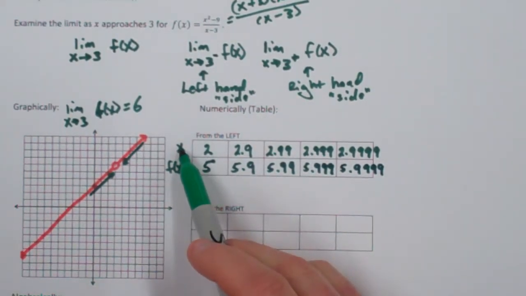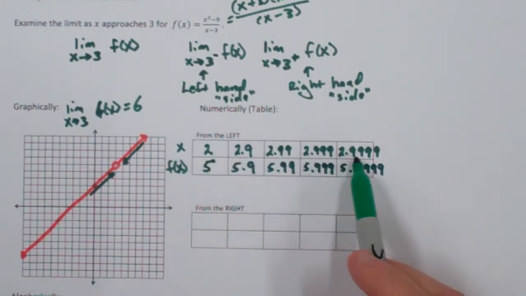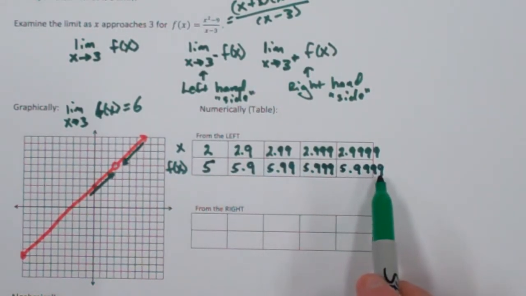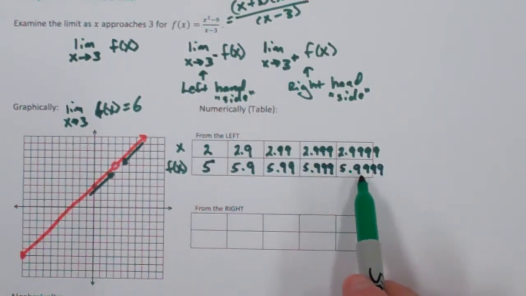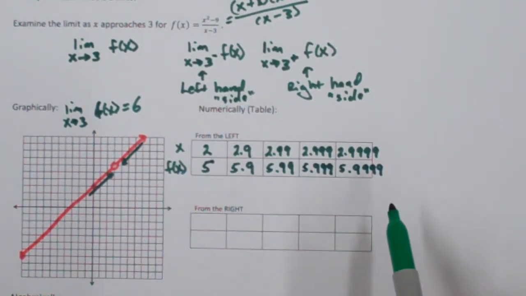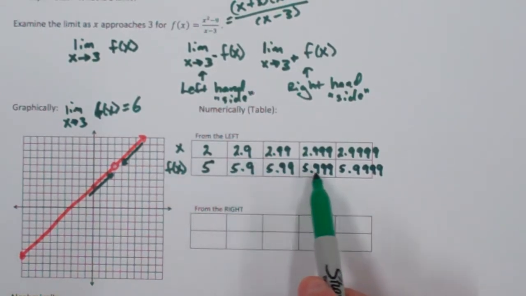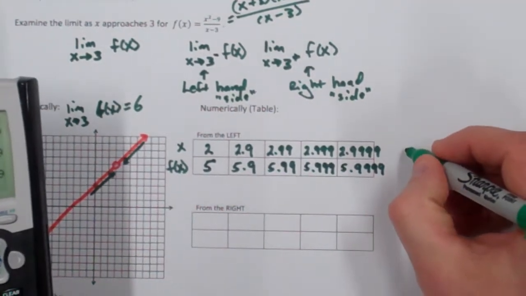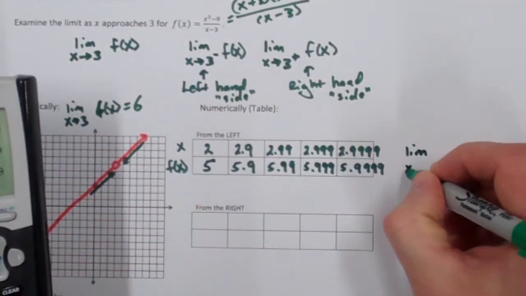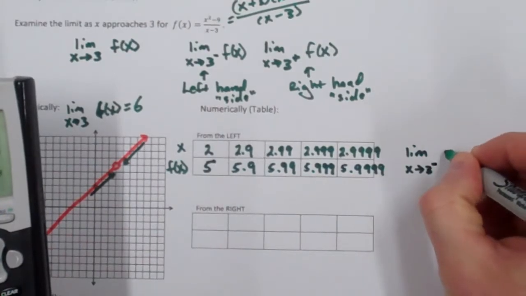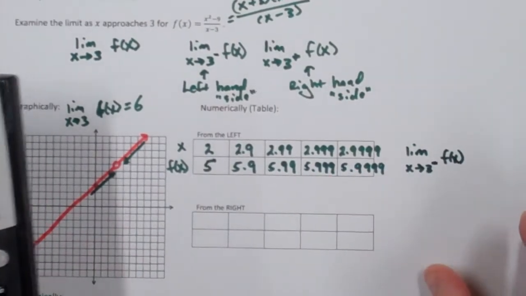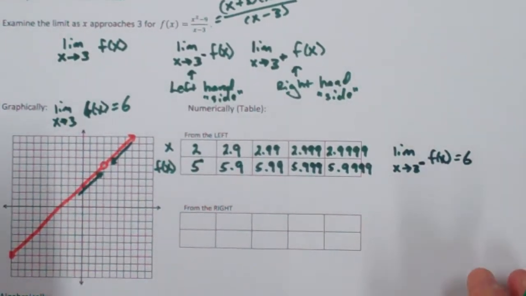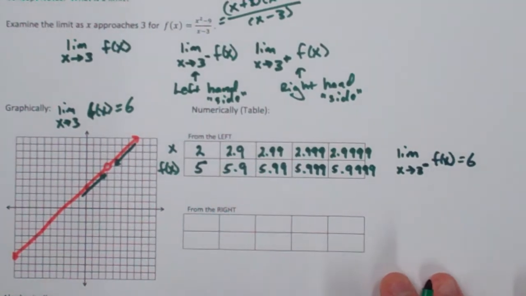Remember, this is the input, this is the output. So x is getting very close to 3, and f of x is getting very close to, looks like, 6. And again, we've got a little more precision than we did in the graph. So just taking a look at the y values here, it definitely looks like it's approaching 6. So if you wanted to, you could write here at this point, the limit as x approaches 3 from the left of f of x, I hope this is on the screen for you, is equal to, looks like, 6. And again, we're just wondering what the value is approaching.